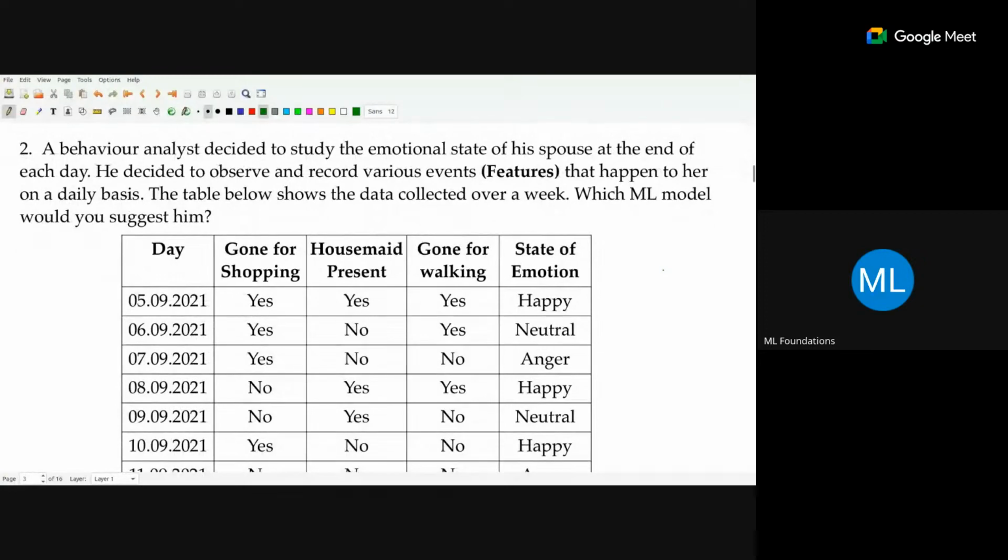So in the second question, a behavior analyst decided to study the emotional state of his spouse at the end of each day. He decided to observe and record various events. In machine learning terms, these are called features. Each column is represented as a feature in the data. That happened to her on a daily basis. The table below shows the data collected over a week. Which ML model would you suggest to him?